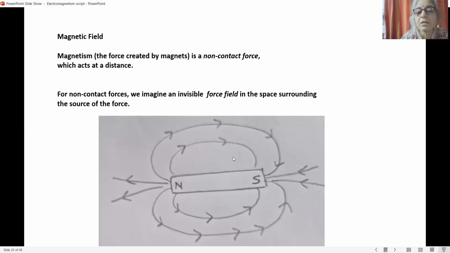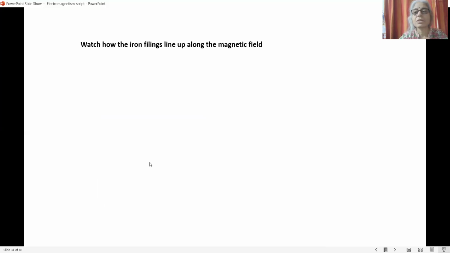Okay. So in the space surrounding a magnet, we can imagine a magnetic field. So the magnetic field exists, and we use these lines to imagine that field. So now let's use iron filings, which will show us this magnetic field visually.